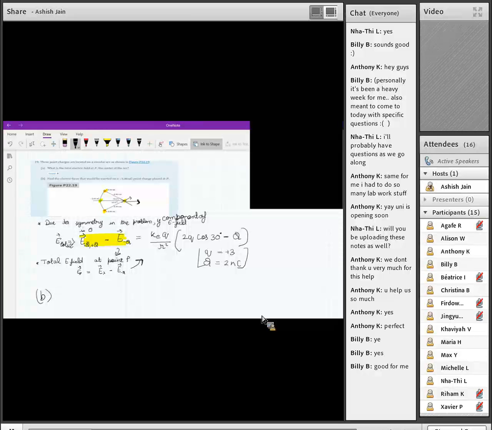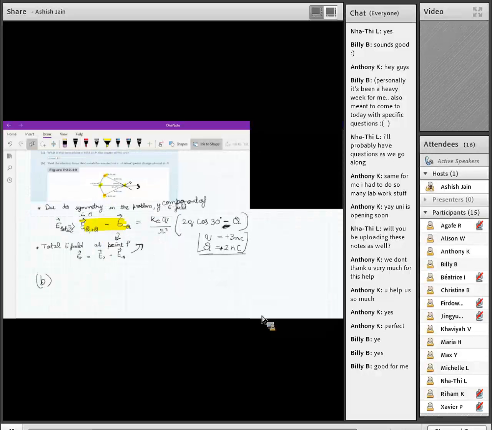Just a sec, let me clear. And for Q also, just to mention, I'm not writing a negative sign here, because I've already considered the negative sign in the equation.